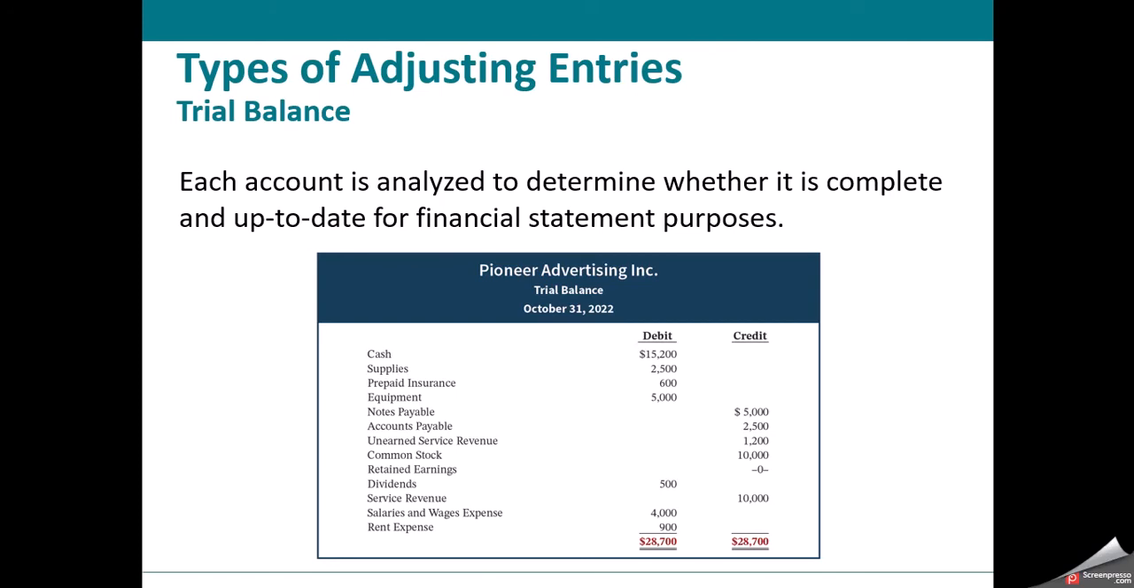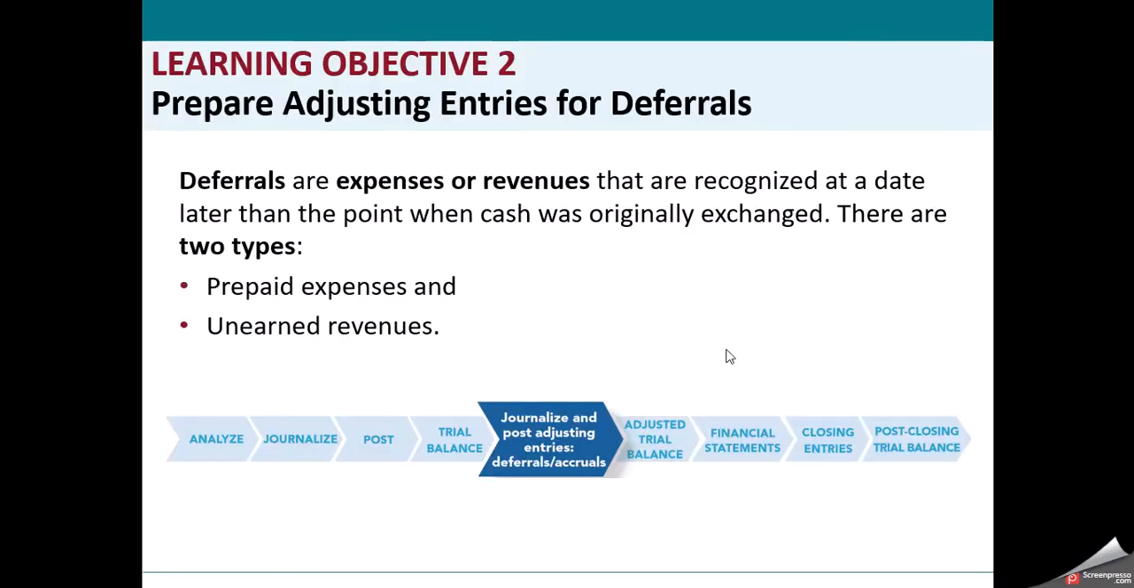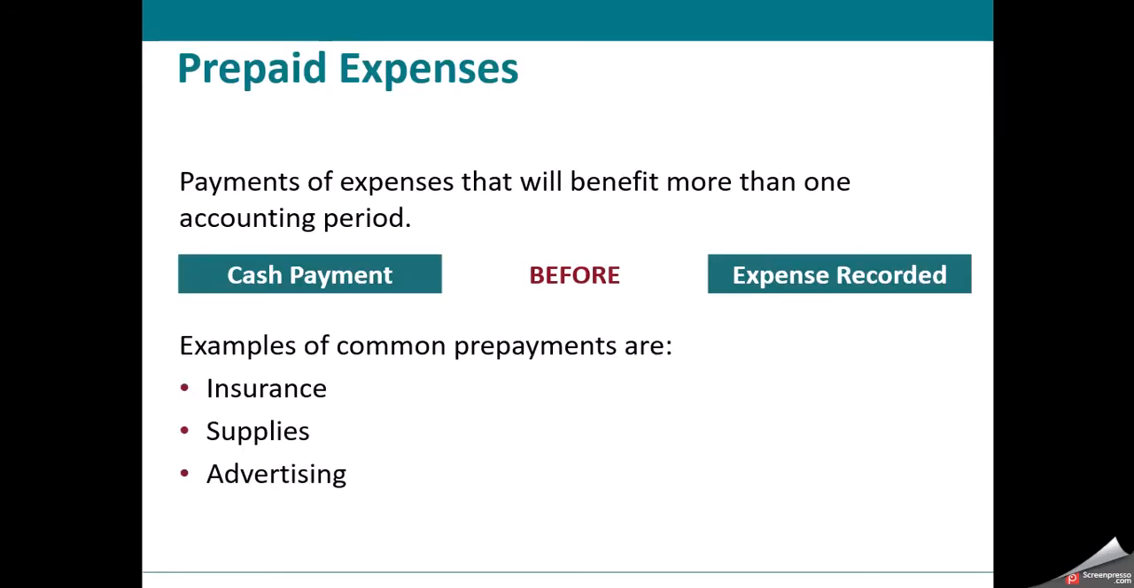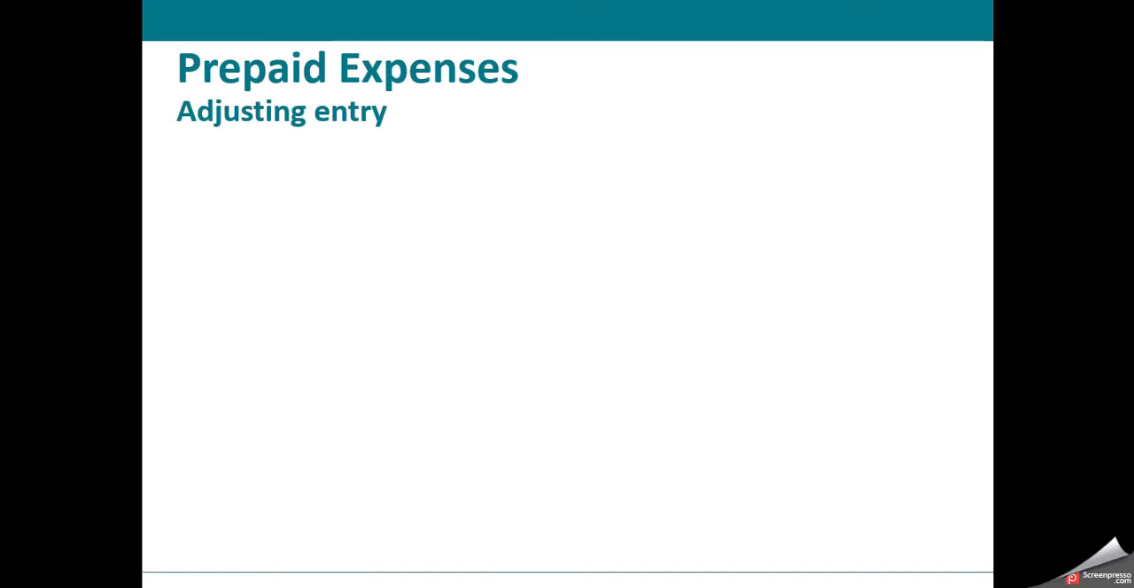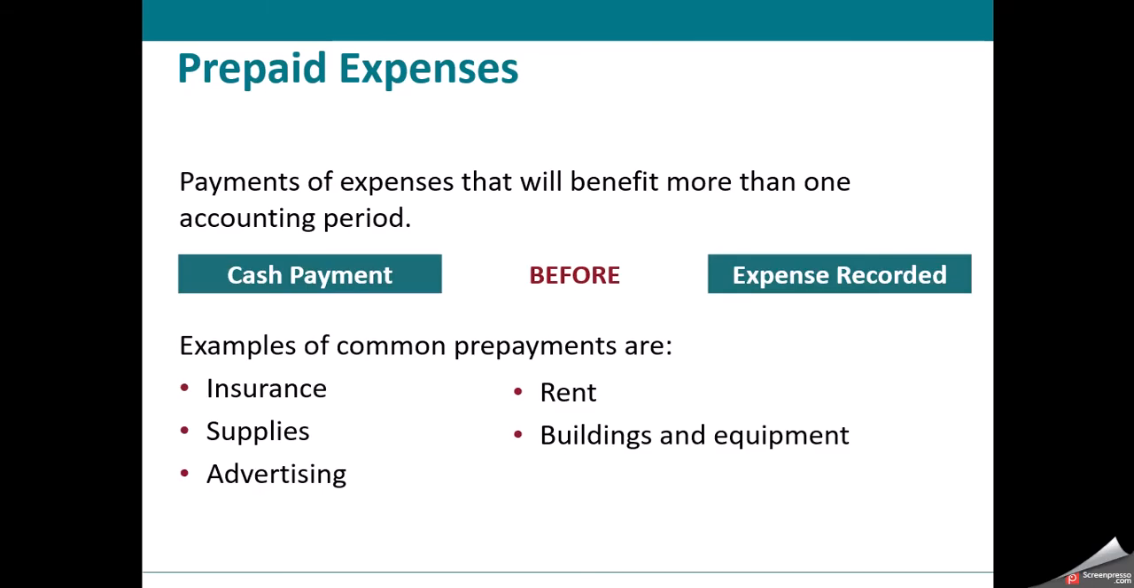Here's an example of the trial balance. So again, each account is going to be looked at to make sure it's accurate and see if there's any adjusting entries that need to be made. So then we have our deferrals. If we look through our little stages of what we're doing, once we look at our trial balance, we say, okay, here we realize that there's going to be some expenses that we need to record, revenues that we need to record. So we're going to have to do some adjusting entries. Whoops, sorry. I'm too quick with those buttons.